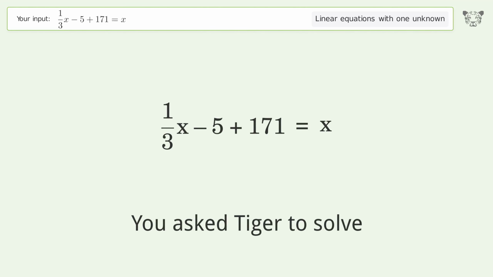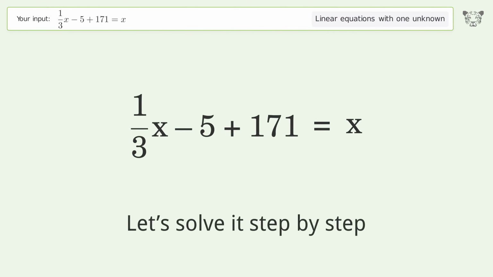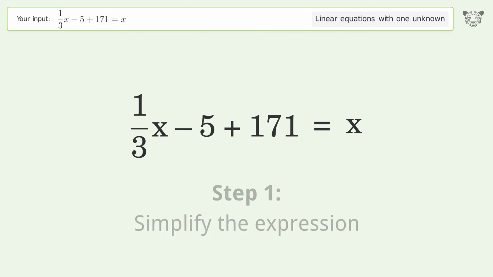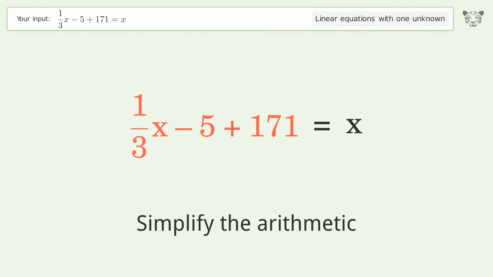You ask Tiger to solve. This deals with linear equations with one unknown. The final result is x equals 249. Let's solve it step by step. Simplify the expression. Simplify the arithmetic.